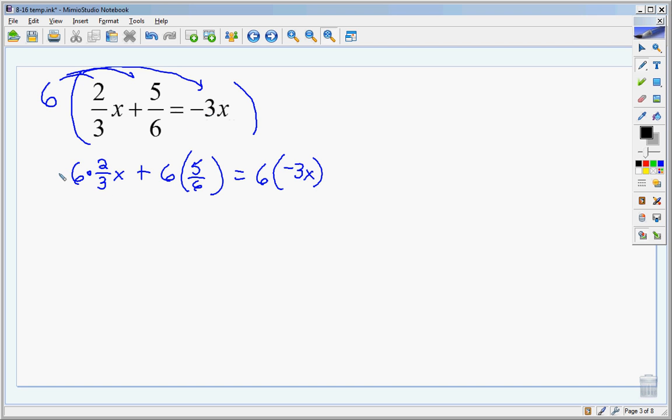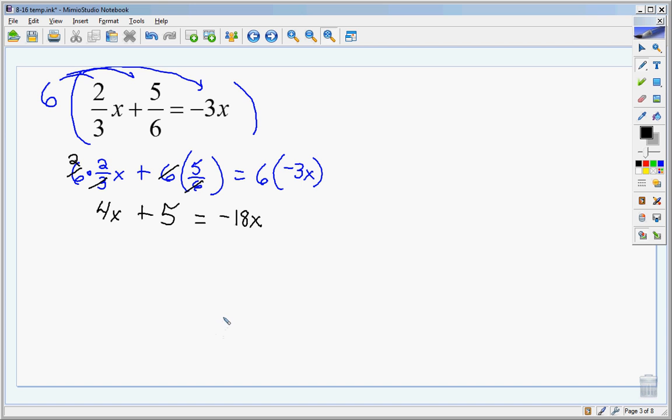What happens to this 3 and 6? How many times does 3 go into 6? 2. What's 2 times 2? So this becomes 4x. What happens to these 6's? They cancel out, and it'd basically be 1 times 5, or 5. And the 6 times a negative 3 becomes a negative 18.